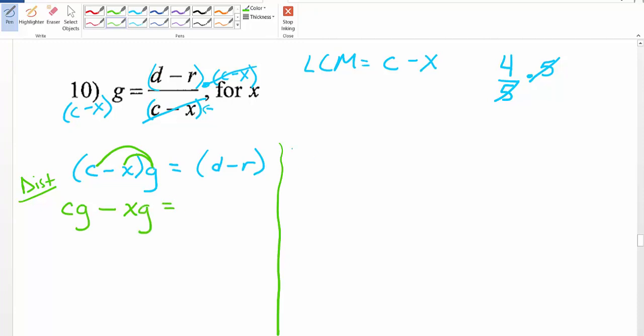The right side doesn't really change at all. It's still d minus r. Again, you can have that in parentheses, but you don't have to. Our end game is still the same. We're still trying to get x, not negative x, but x all by himself. This cg has really nothing to do with x. So what we can go ahead and do is subtract that from both sides.